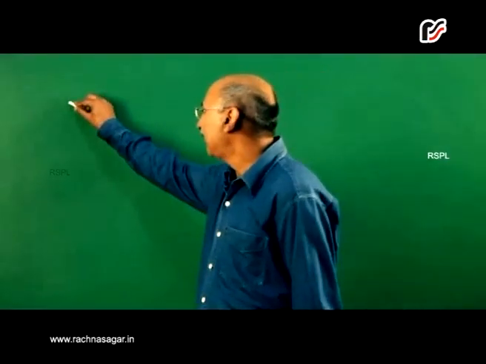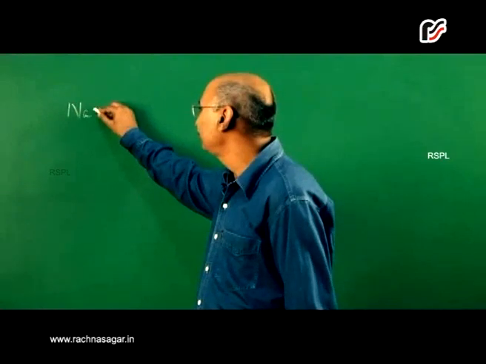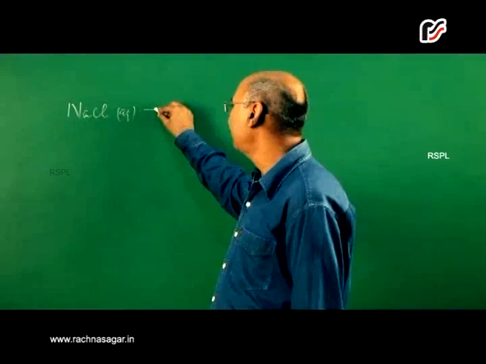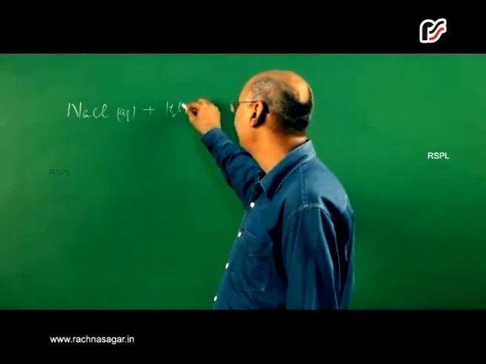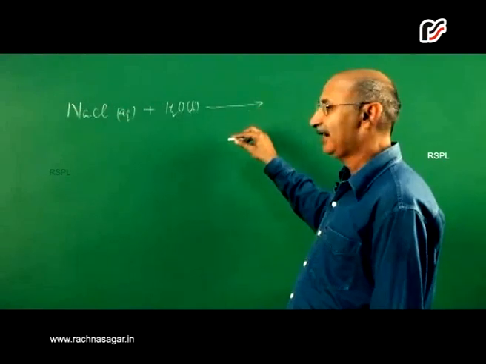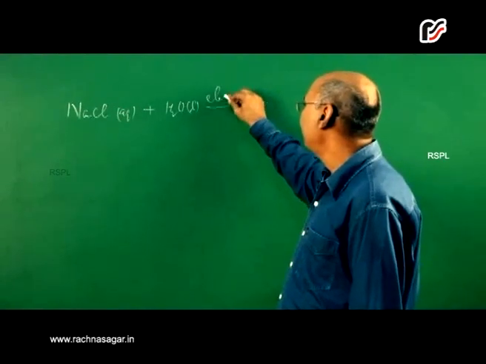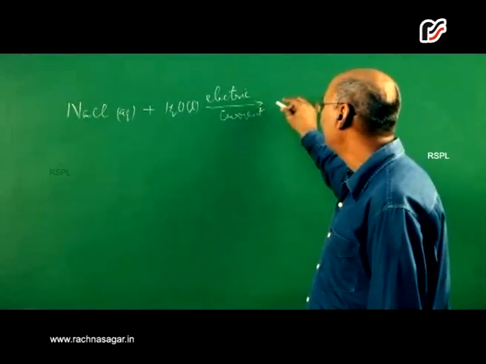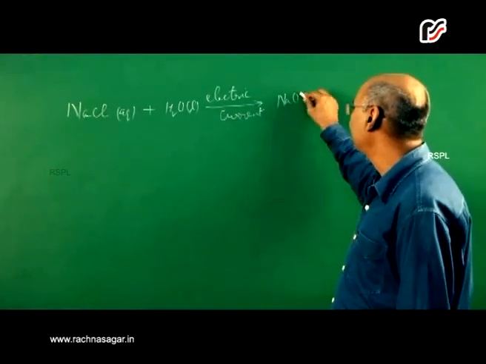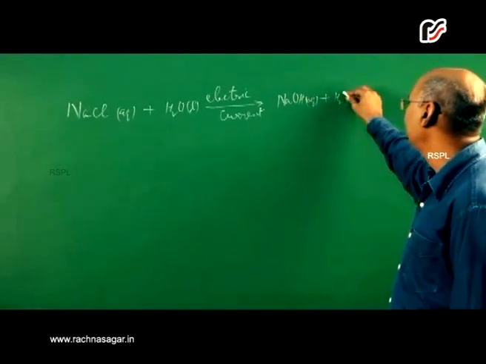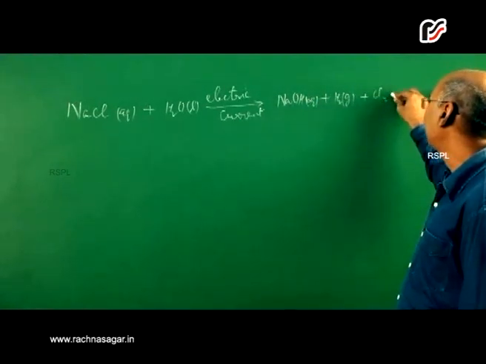Let's take up electrolysis of brine solution. Now, what is brine solution? It is saturated solution of sodium chloride. Now, when we take aqueous solution of sodium chloride, which is saturated, and we pass electric current through it, what we get? We get sodium hydroxide aqueous solution plus hydrogen gas is formed plus chlorine gas is formed.